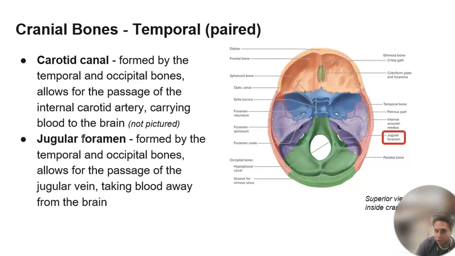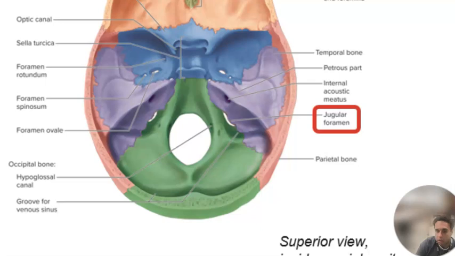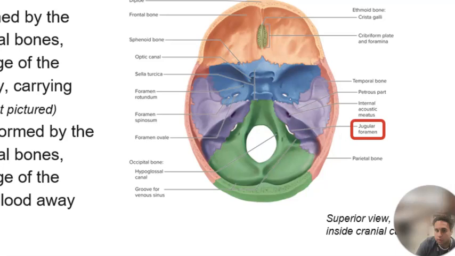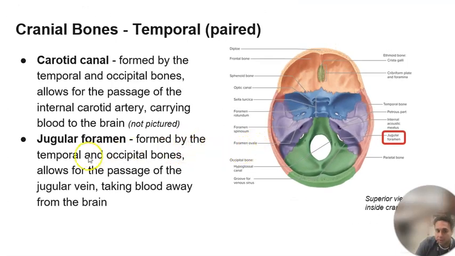Next we have the jugular foramen. If you're familiar with the jugular vein, this is the vein that takes blood away from the brain. So the carotid artery is a really important artery because it carries blood into the brain, and the jugular vein is a really important vein because it takes blood away from the brain. If you look over here, this slit is your jugular foramen. It's formed again by the temporal and occipital bones. It allows for the passage of the jugular vein, which takes blood away from the brain.